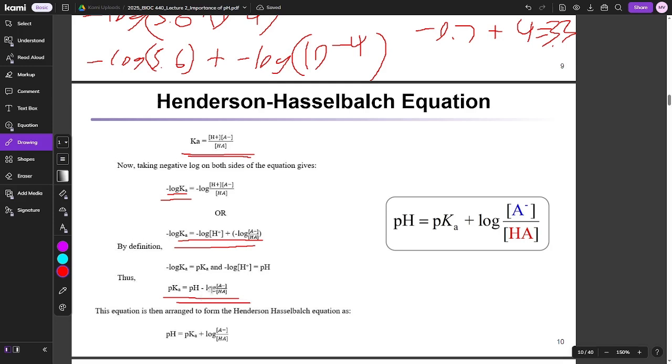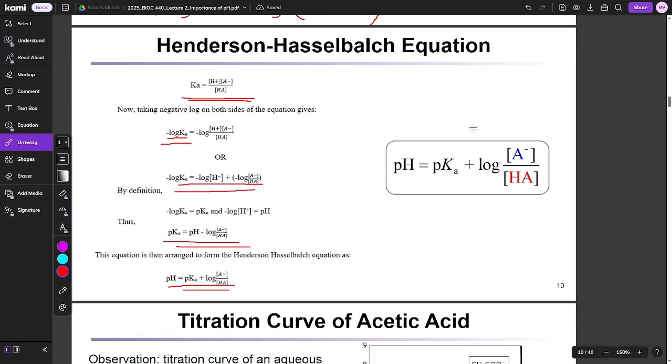And then in order to get this, all we're doing is just reorganizing it. We're adding log of A minus over HA to both sides. So this is a very important equation. You can only use it for buffered systems though. So just keep that in mind.